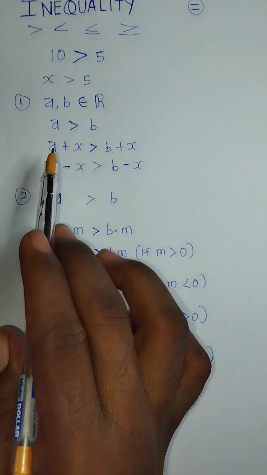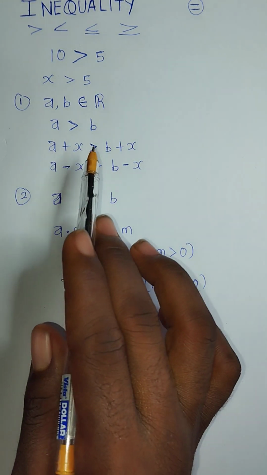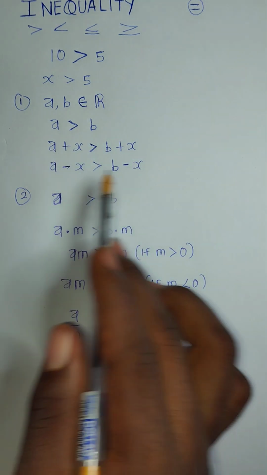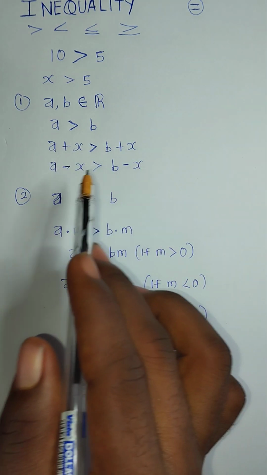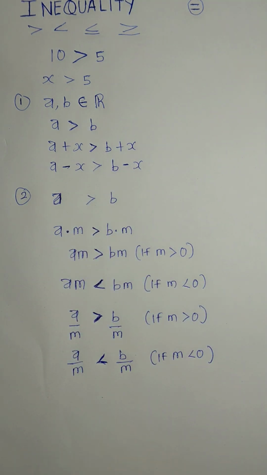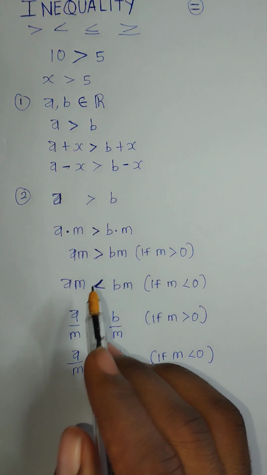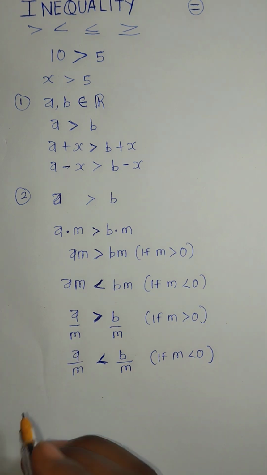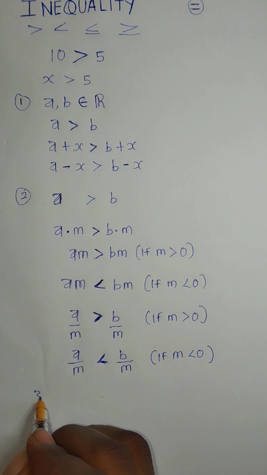So the first rule is the addition and subtraction rule. Our inequality sign is unaffected. Whether you add or you subtract the same number on both sides of the inequality, the inequality sign will remain the same. But when you are multiplying, you have to be very careful here. Do you understand? Now, there is one last rule I need to talk about.